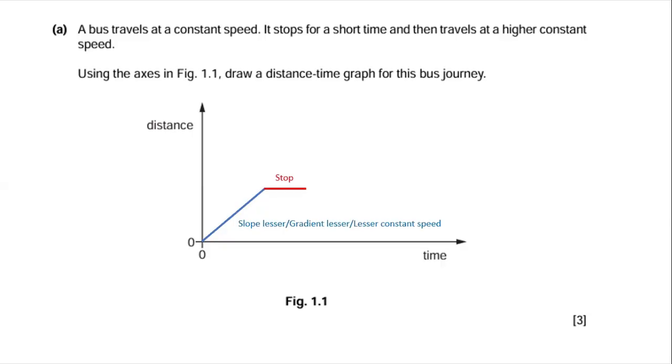So finally, what has happened? Then it travels at a higher constant speed, meaning again constant speed, but higher means the slope, the gradient, is higher. We are comparing the first slope with the final slope. That is how we are getting a higher slope for the final one, and the first slope is lesser than the final one.